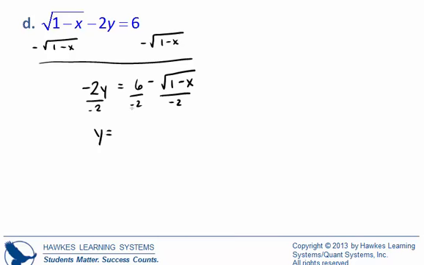So I get y is equal to 6 over negative 2 is negative 3. The subtraction and the negative make a positive. Square root of 1 minus x divided by 2.